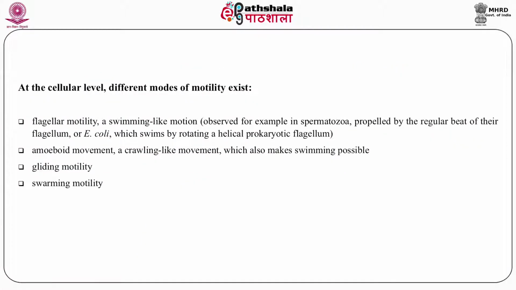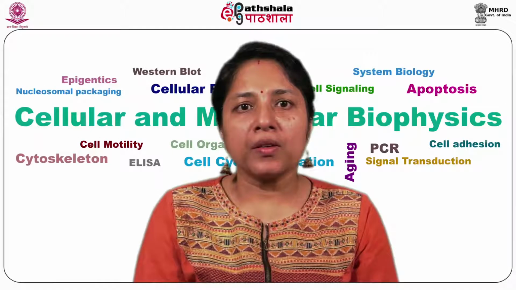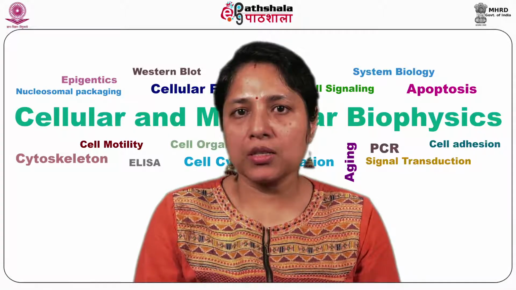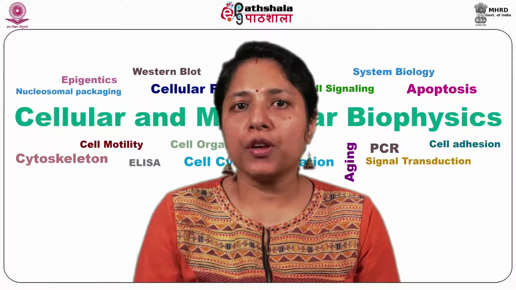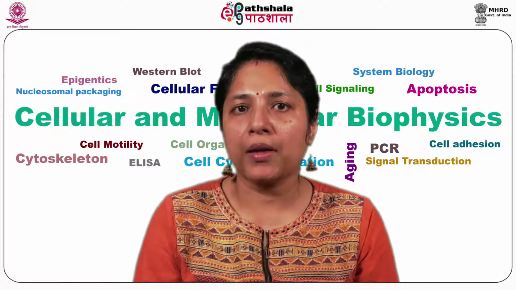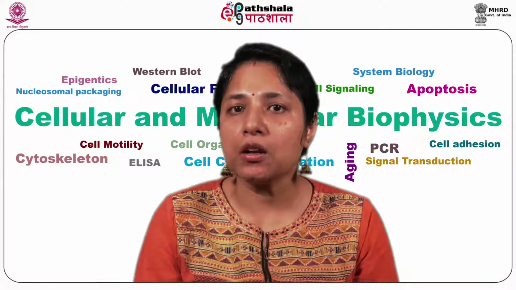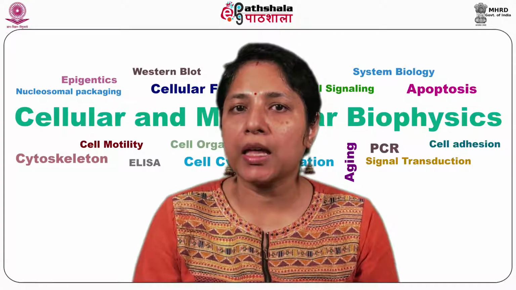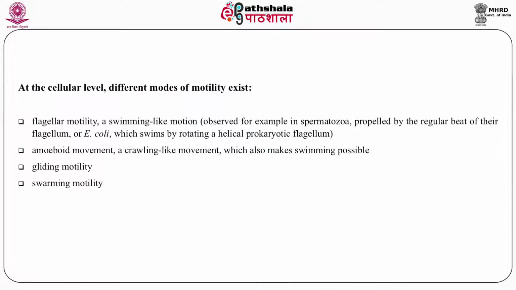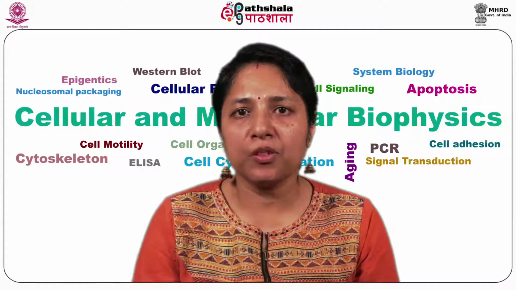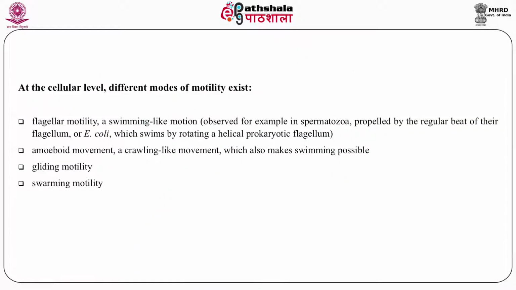Now, at the cellular level, different modes of motility exist. Number one, the flagellar motility. It's a swimming-like motion observed, for example, in spermatozoa propelled by the regular beat of flagellum or E. coli, which swims by rotating a helical prokaryotic flagellum. The second is amoeboid movement, a crawling-like movement which also makes swimming possible. The third important type of motility is the gliding motility, and the fourth type is the swarming motility.